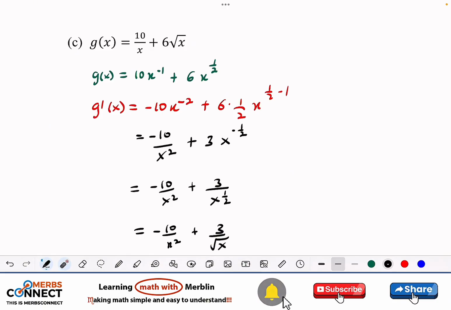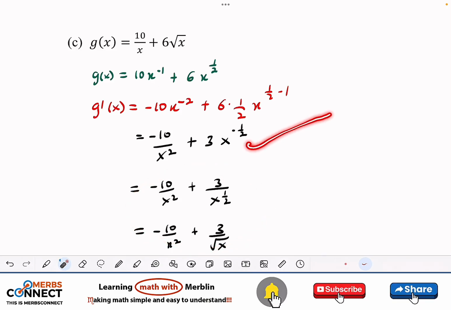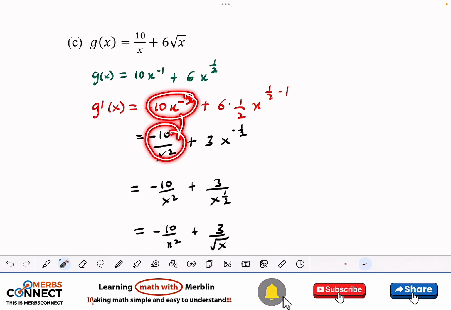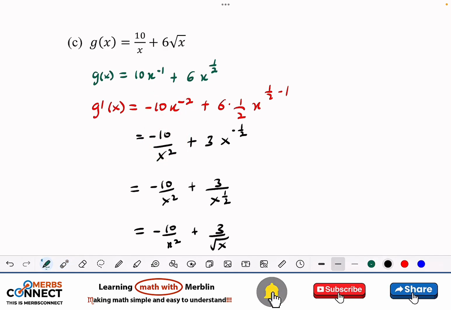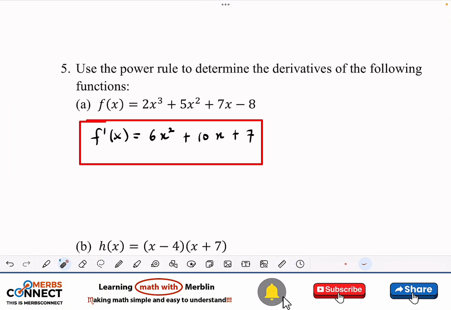What you can do is you can stop here. If you cannot do all this, you can just stop here. You can even decide not to do this like this. So you can just stop at this side where you have minus 10x to the minus 2 plus 3x to the power minus 1 over 2. Yes, you can stop here. So from here, you can move to this place and you are done. All right. So this is question 5.